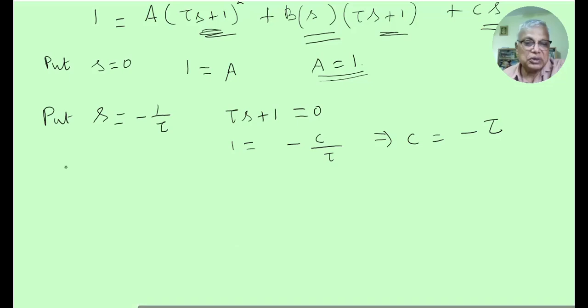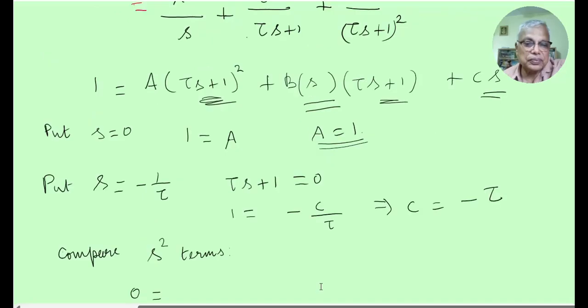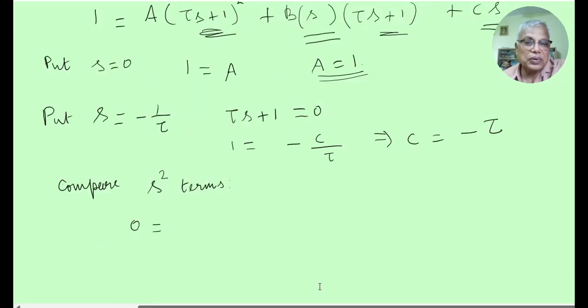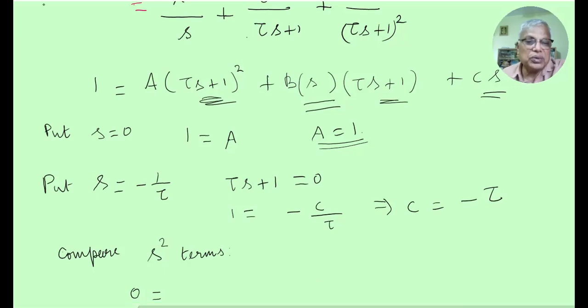So compare the s square terms: the left hand side s square coefficient is 0, and on the right hand side you have A into tau square, and here B into tau.